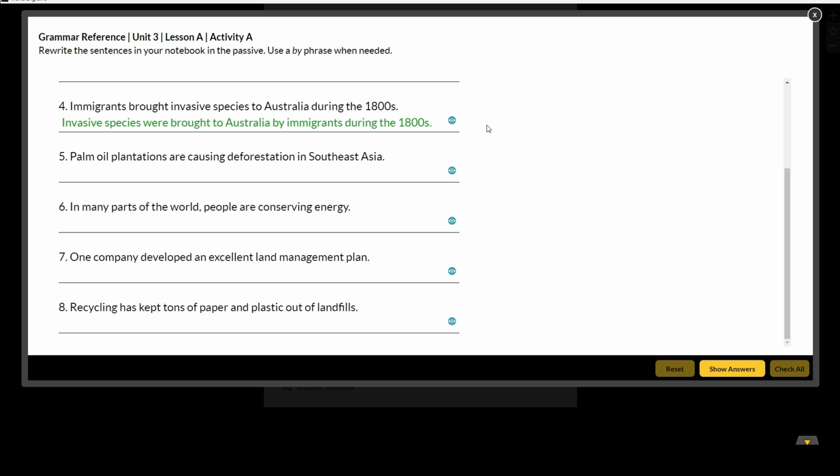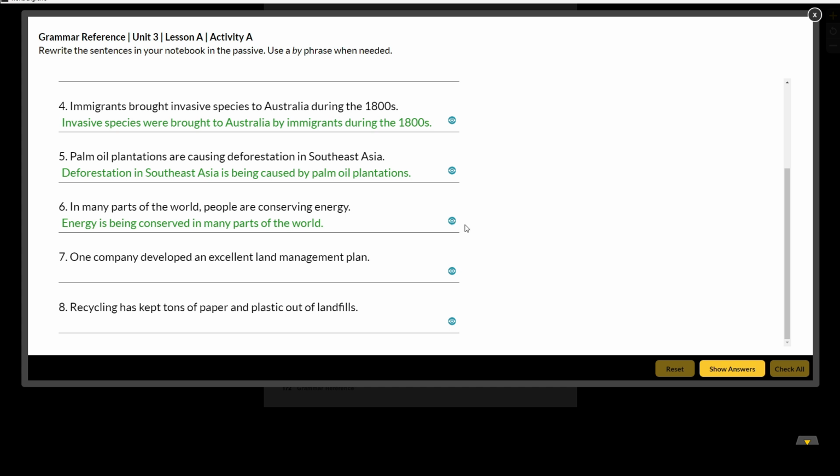Palm oil plantations are causing deforestation in Southeast Asia. Deforestation in Southeast Asia is being caused by palm oil plantations. Here you would need to have the by. All right. In many parts of the world, people are conserving energy. Energy is being conserved in many parts of the world. Now, energy is being conserved by people in many parts of the world is also correct for anyone who wrote that.